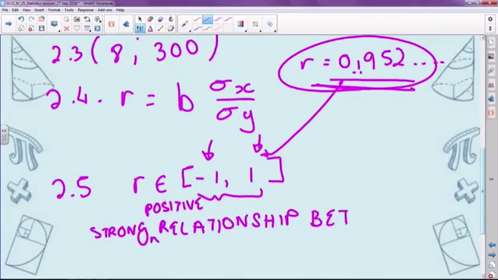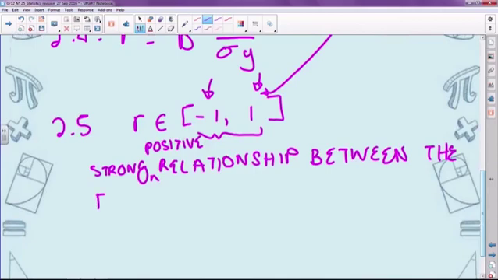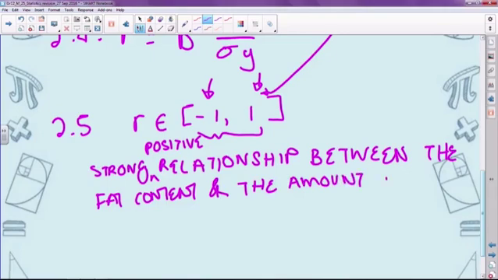between the fat in grams, or between the fat content, and the amount of energy released in these foods.